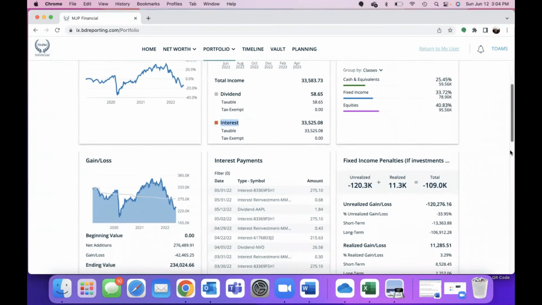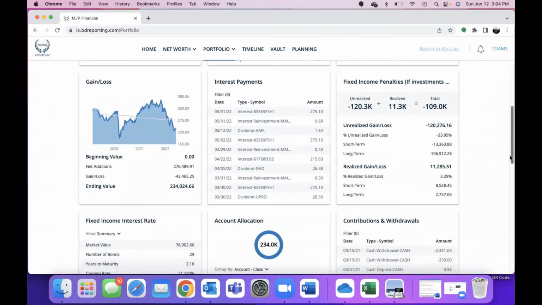As we scroll down, gains and losses breaks down, as we hover over the blue line, how our account value goes up, went down with COVID, went back up again in our gain. And then of course, as the market's down right now, it goes down, which eventually will go back up. Interest payments from a dividend standpoint, like Apple, and then what day.